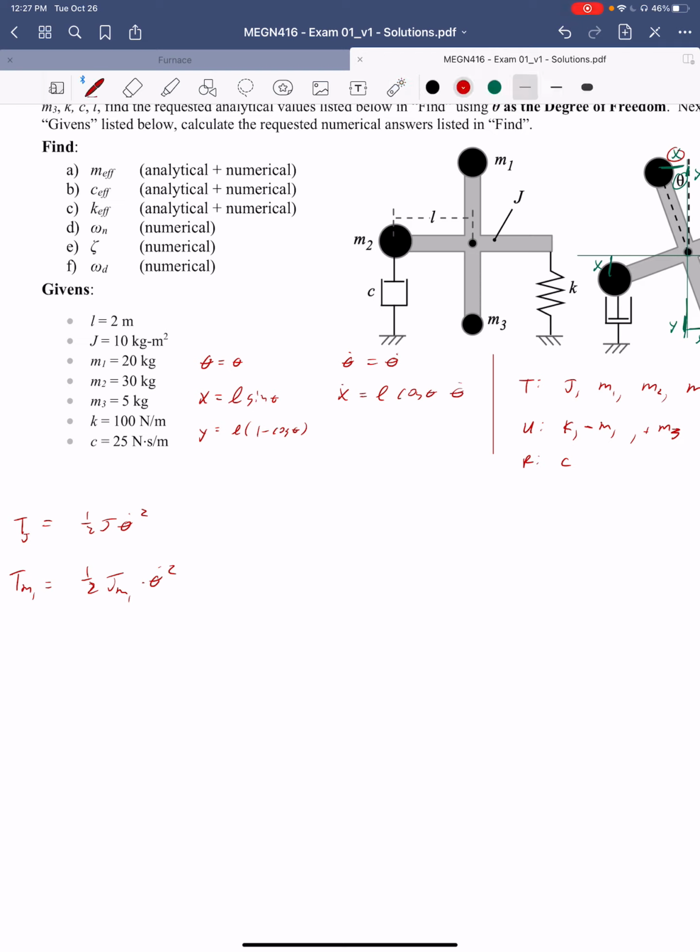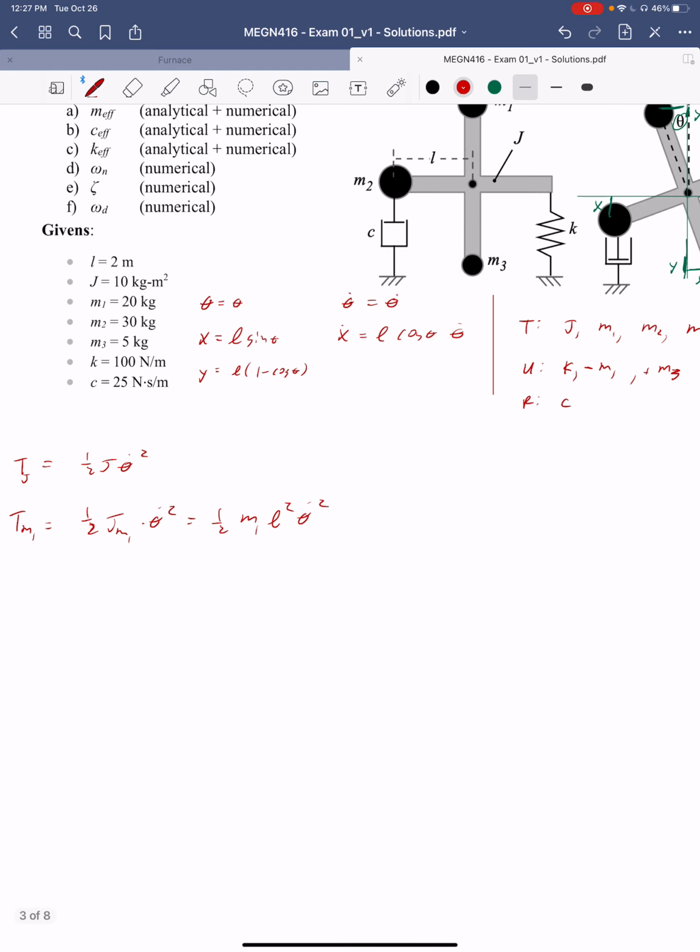And then this one, it's already in our target degree of freedom, but I'm going to put J here. So that becomes 1/2 J, 1/2 M1 L squared theta dot squared.